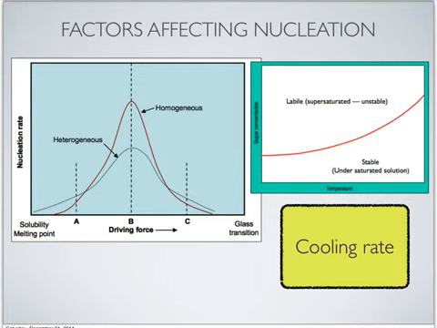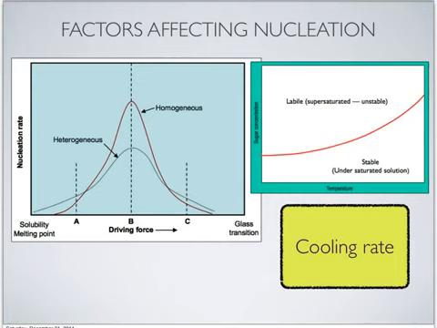Generally, a rapid rate of cooling would lead to an increase in the driving force for nucleation and increase the nucleation rate. For example, from point A here to point B. And a rapid rate of cooling also would lead to nucleation at a lower temperature compared to slow cooling.